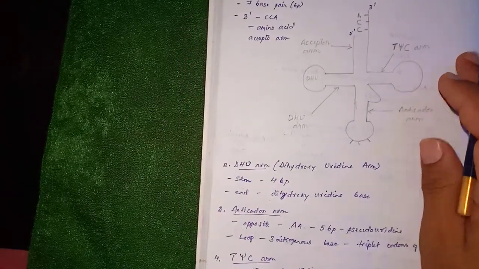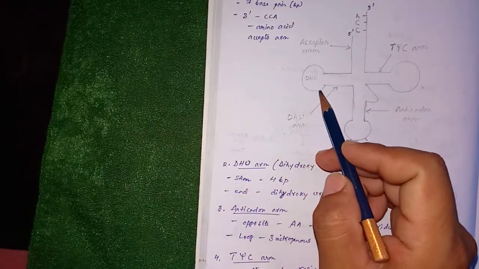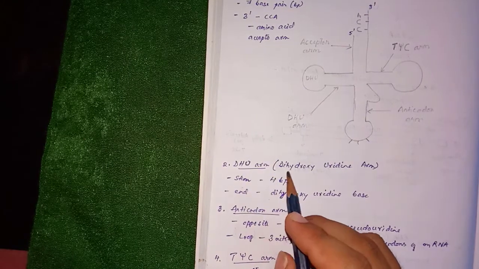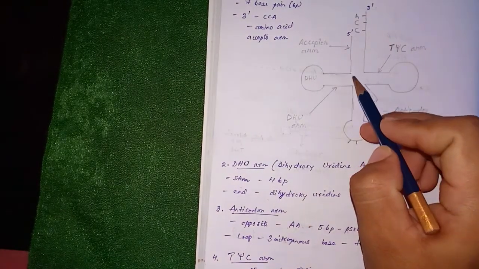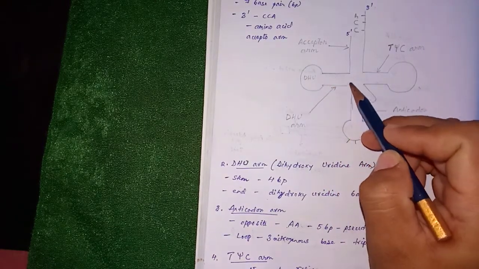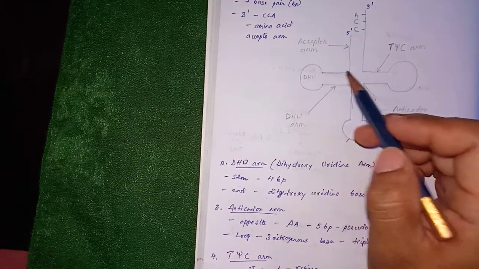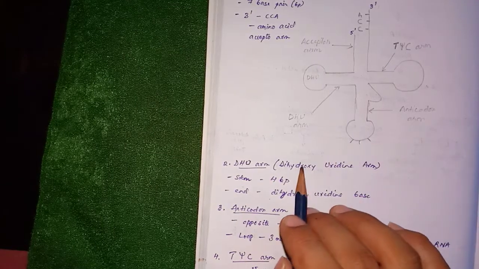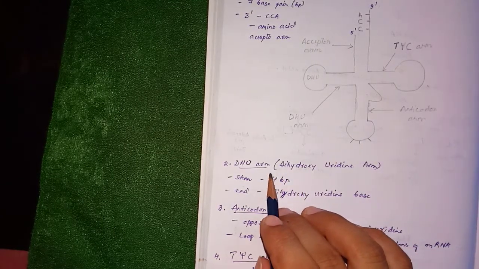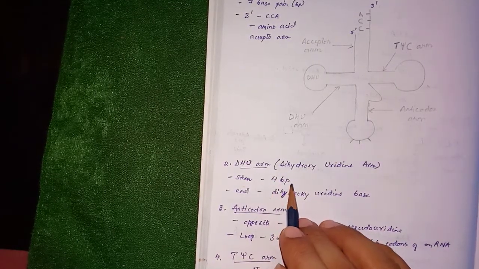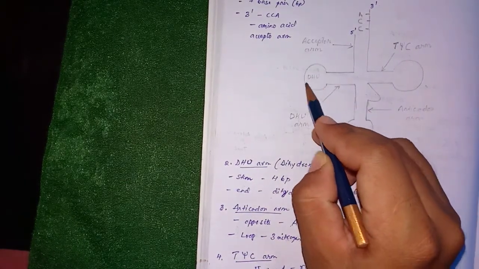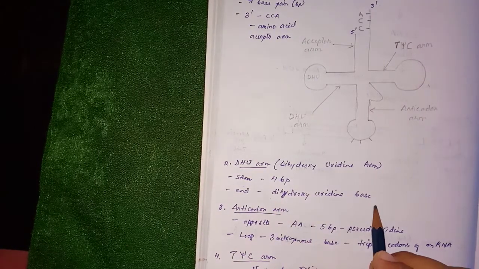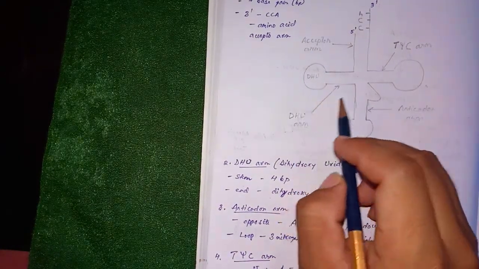Now the next one is the DHU arm. When we say DHU, we are referring to dihydroxyuridine arm. So this portion is the DHU or the dihydroxyuridine arm. So this arm has a stem of 4 base pairs, and it ends with a loop. So this is a loop consisting of dihydroxyuridine bases. So this is called the DHU arm.